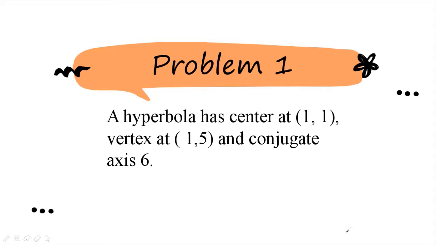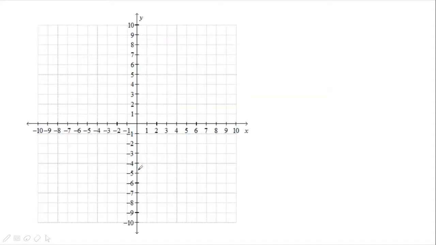Again, as I've told you from the past lessons, we need to analyze first the problem, then identify all the given. We have the center at 1, 1, vertex at 1, 5. Then we have the given conjugate axis, which is 6. Again, when we say conjugate axis, this is perpendicular to our transverse axis. Now, let's identify each part of our hyperbola.